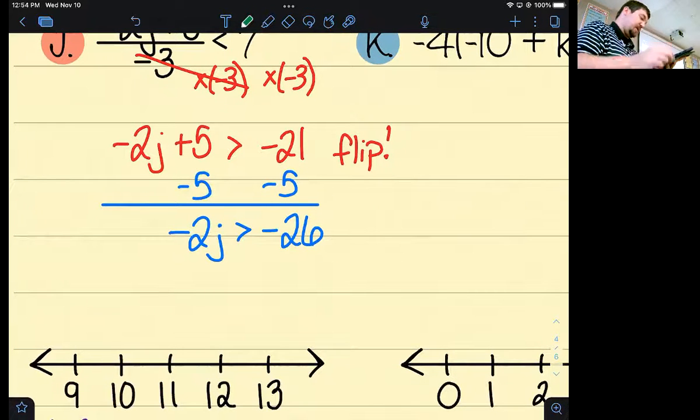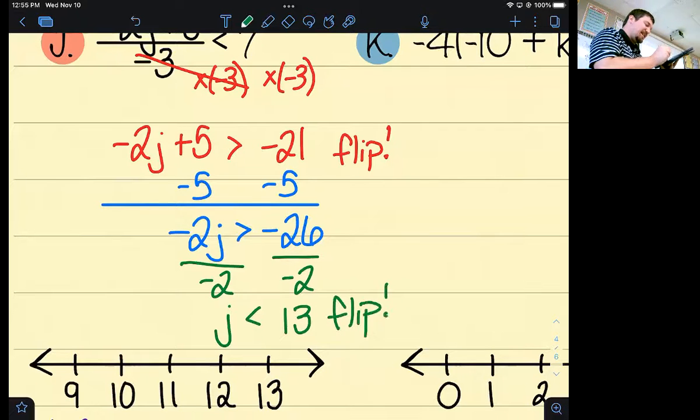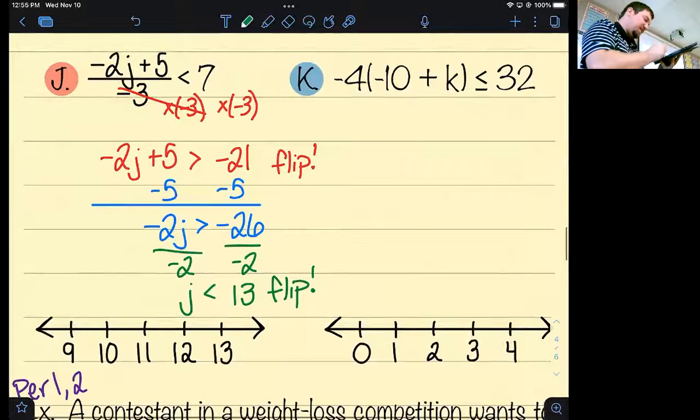All right, Gage, what's -26 divided by -2? Oh, wish you had that calculator now, don't you? What is it? It is 13. Gage, did I just divide both sides by a negative? I have to flip the sign again back to the way it was originally because I just divided by a -2. So open circle, is J bigger or smaller? Anybody? Smaller.